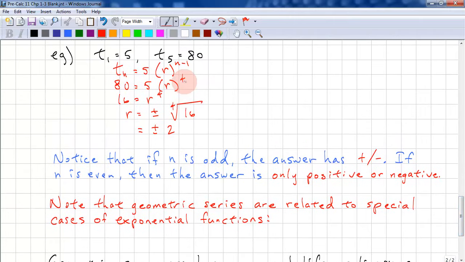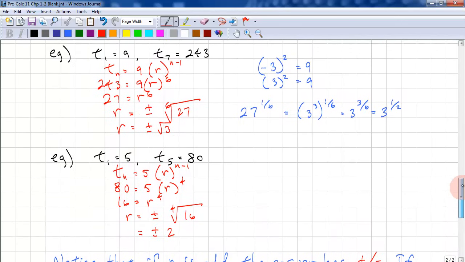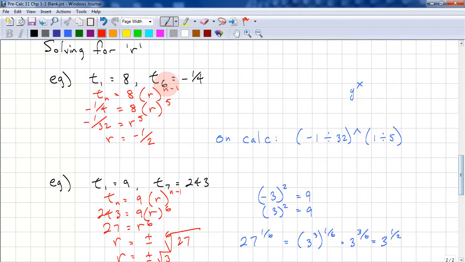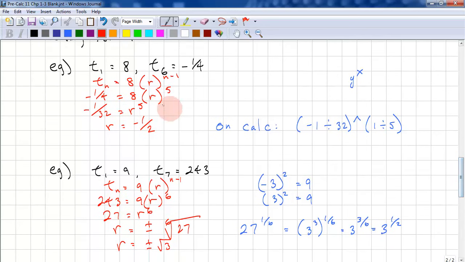Okay, here we're doing the 4th root, but n itself is odd. So n is odd, we have plus or minus. And back up here, n is even, and the answer can only be positive or negative. There is no plus or minus.